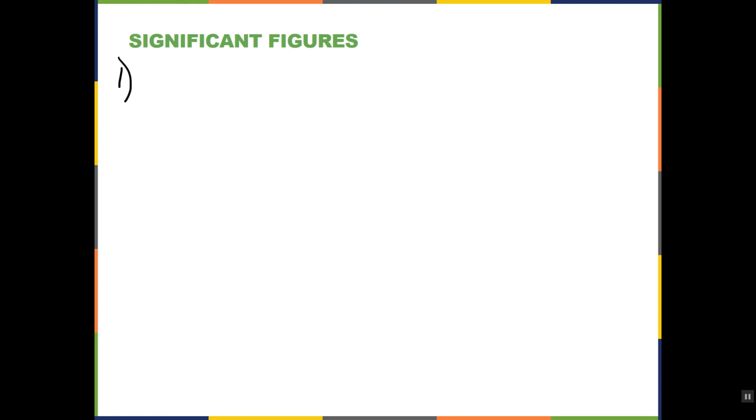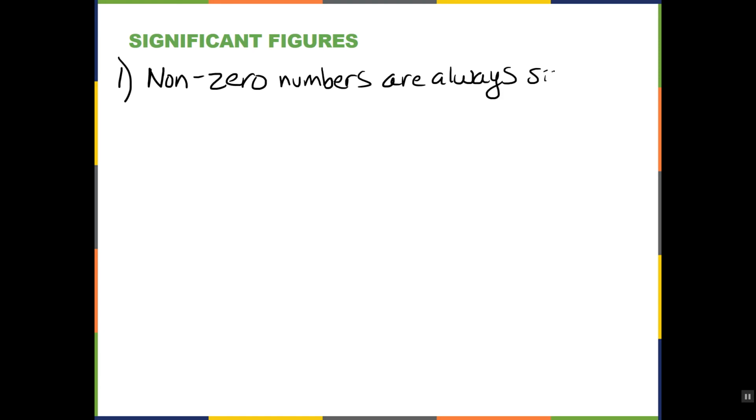The first one is: non-zero numbers are always significant. What's a non-zero number? Well, a 1, 2, 3, 4, 5, 6, 7, 8, 9. Okay? So anything that's not a zero, those are always going to be significant. In other words, they're always going to matter. They're always going to be counted.